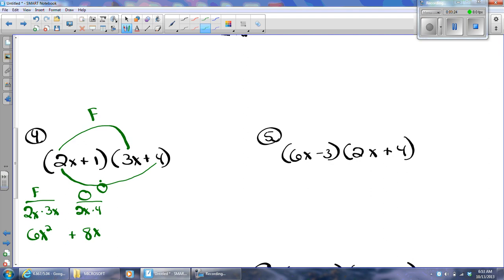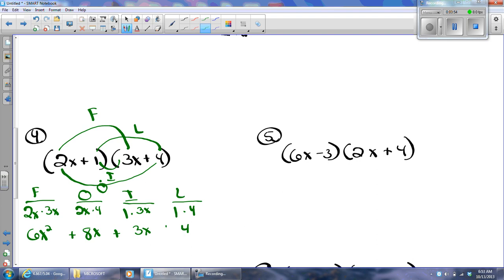It's a positive 8x. All right, now I'm going to do my inners, which will be the ones on the insides, the 1 and a 3 specifically. And so I'll have a 1 times a 3x. And that'll get me a positive 3x. Notice I'm keeping the signs in. And then finally I'll do my lasts, the ones at the ends of the quantities. And so the last will be 1 times 4.